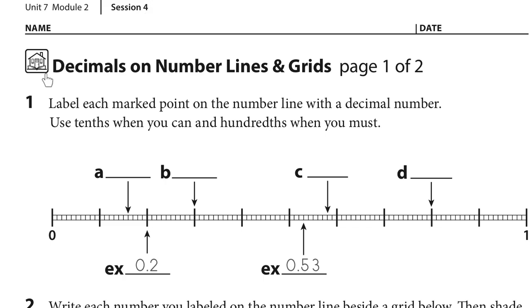The name of this home connection is Decimals on Number Lines and Grids. It's a 2-pager. Put your name and number at the top, please. This first one says to us, label each marked point on the number line with a decimal number. We've been working with a lot of fractions, but it wants decimals. Use tenths when you can and hundredths when you must.